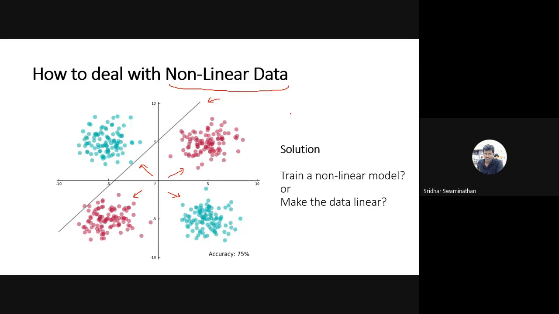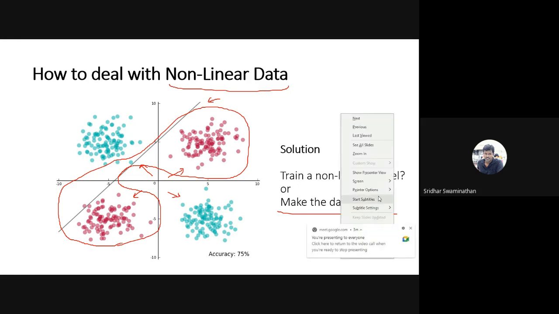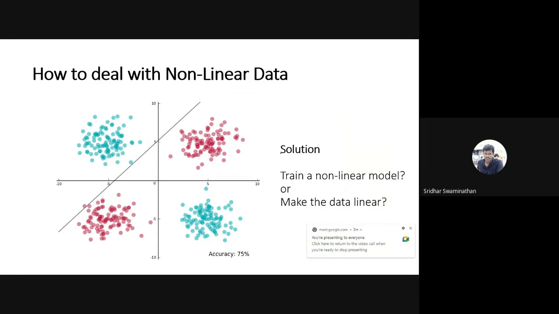Now you have two options. Can you train a nonlinear model which can actually do something like this, or make the data linear? What do you think? How do you deal with this kind of nonlinear data? If the data is nonlinear and your model is linear, how do you want to deal with this? Can you train a nonlinear model, or do we want to make the data linear?